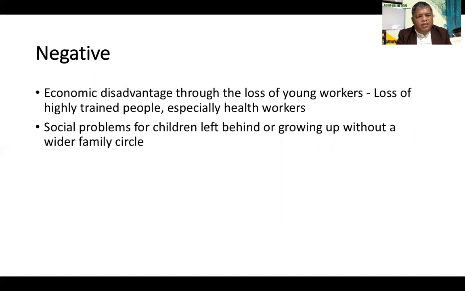So the negative economic disadvantage is the loss of young workers, loss of highly trained people, especially health workers. That is what is happening to us. There is more migration of nurses, doctors, and others. Social problems for children left behind or growing up with a wider family circle. We have heard many stories about families with problems because the wife or the husband is in another country. Then the problem is those who are left behind.